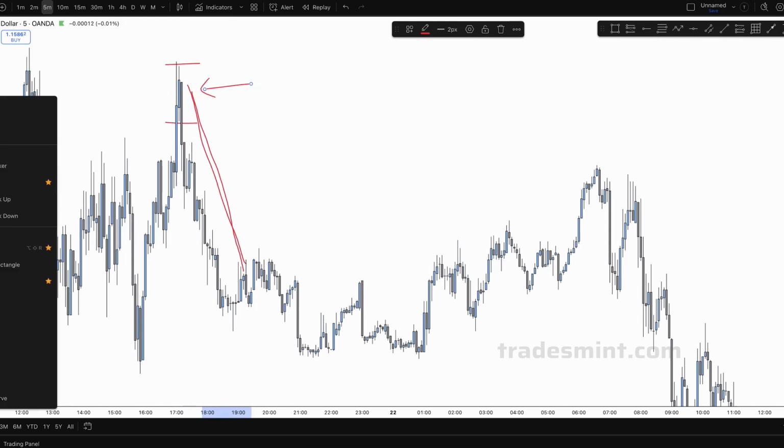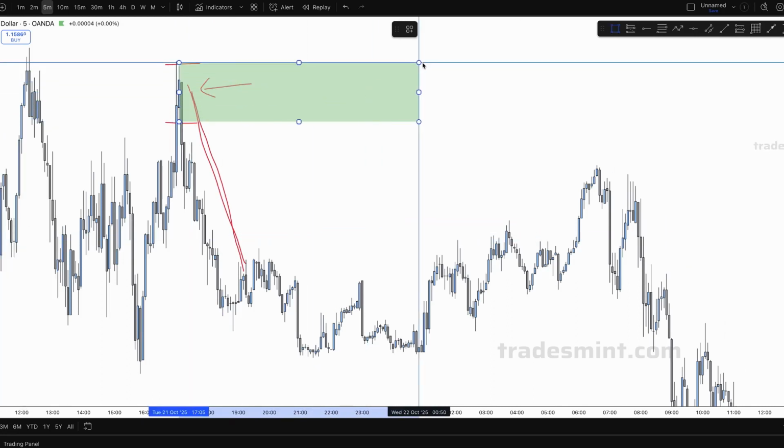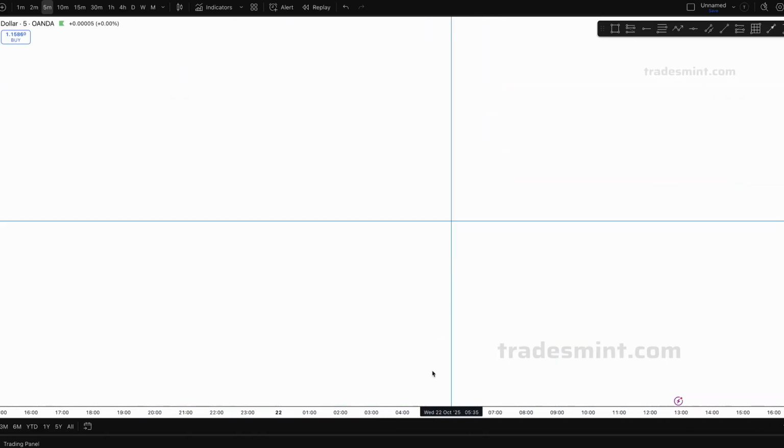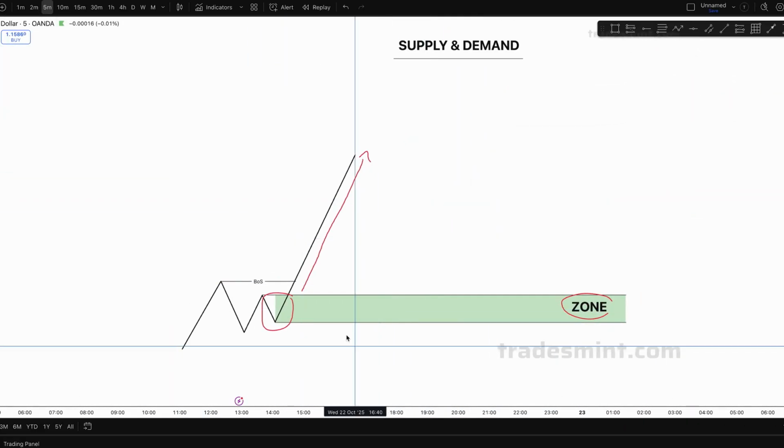So this would therefore be a supply zone, okay? Because this is the area where significant supplies entered the market. So that is how those zones work. Now this one is the opposite. This is a demand zone.